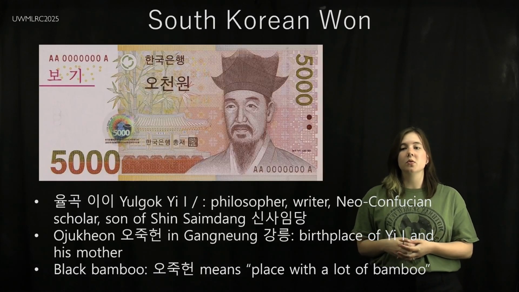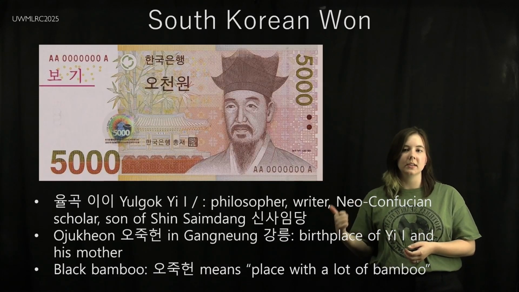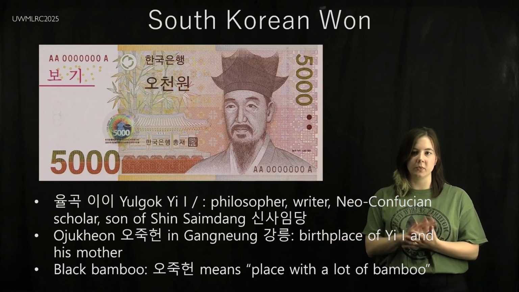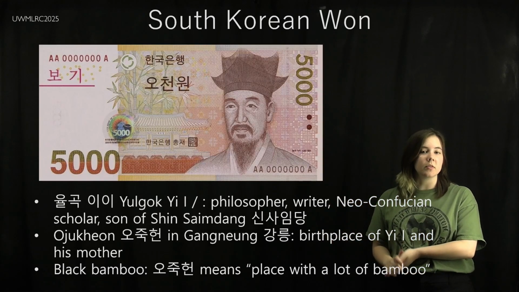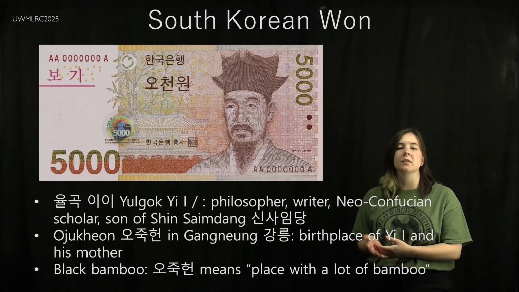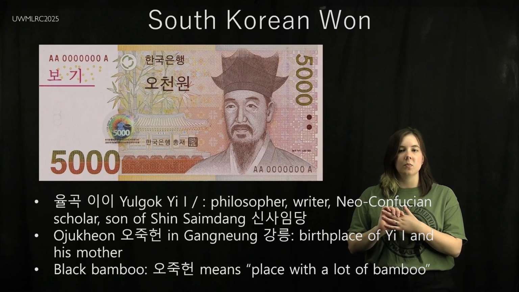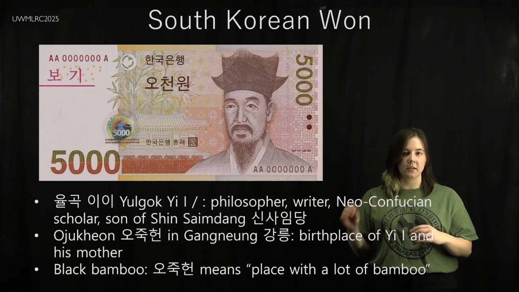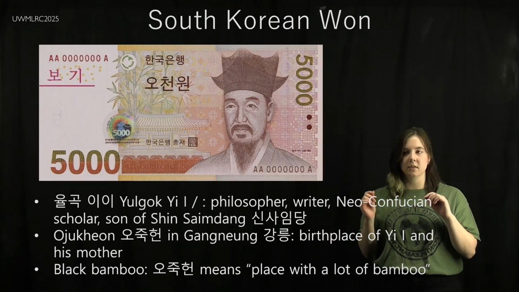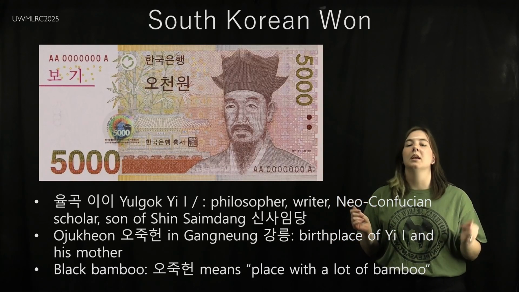Next is Yulgok Yi. Yulgok is his pen name. Yi is his real name. He was also a philosopher, a writer, New Confucian scholar, and is the son of Shin Saimdang. We'll talk a little bit more about Shin Saimdang later. She's actually on the face of the 50,000 won.